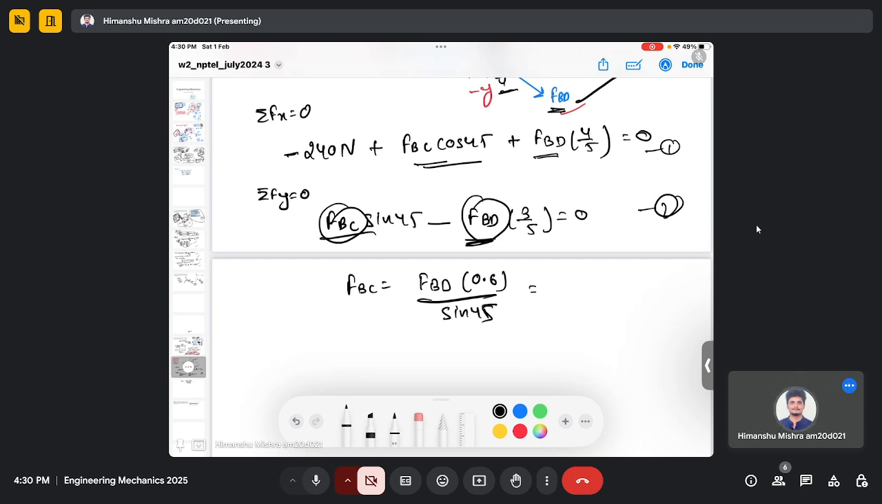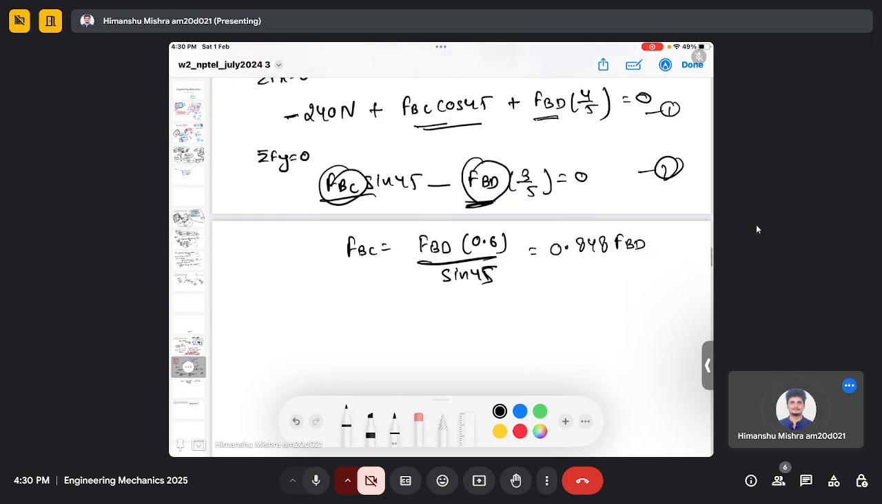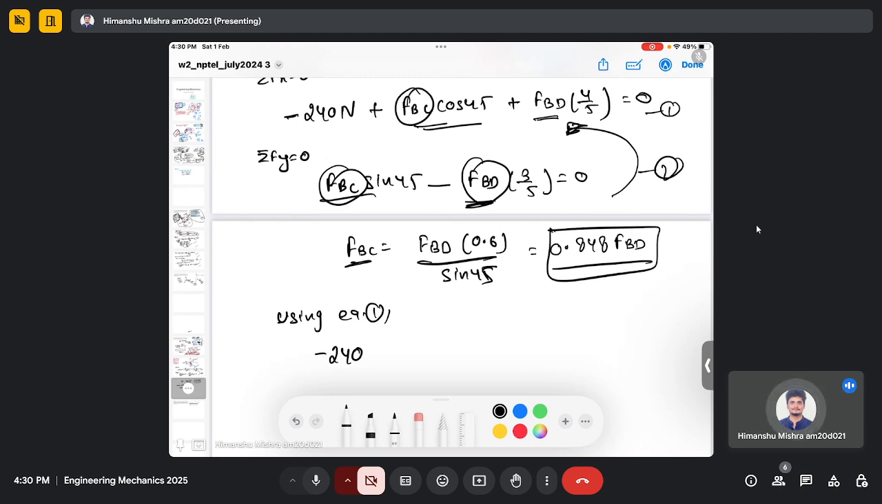So this will become 0.848 FBD. So this is the expression of FBC here. If I put this expression here in equation 1, I will have minus 240 plus, instead of this I will write this, because FBC equals 0.848 FBD. So I can write the whole equation 1 in terms of FBD.